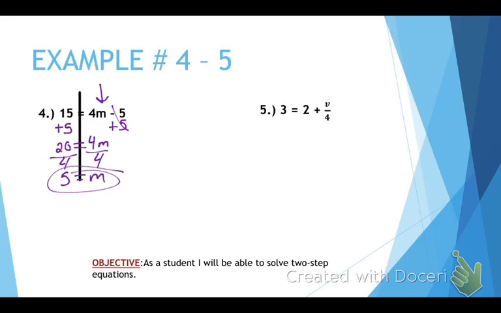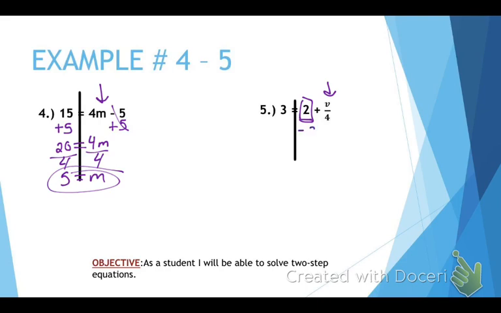Here we go. Draw my line. Find my variable. Found it on there. All right, what's attached to it? Well, we have 2 plus v over 4. Now, we have to be careful. We have to look at this number. This number is a positive number. It doesn't necessarily just mean plus 2. It's a positive number.